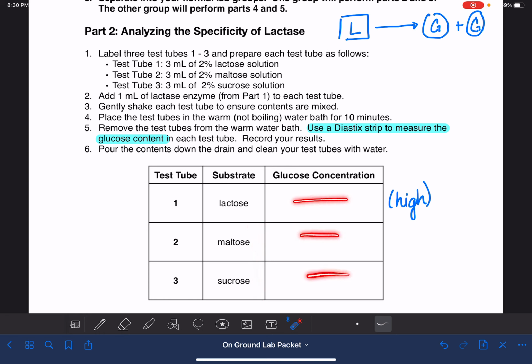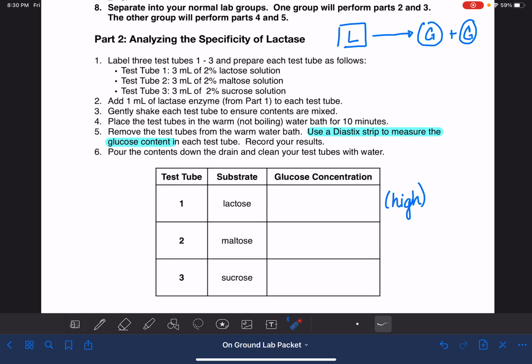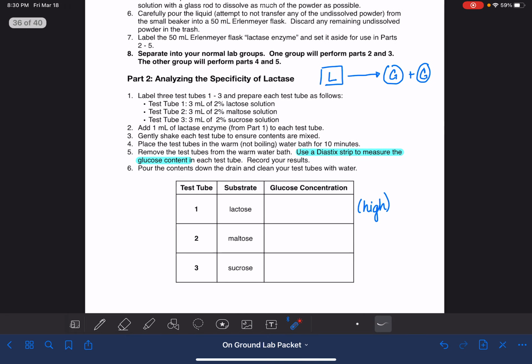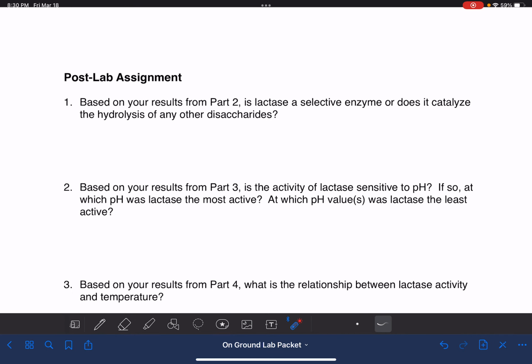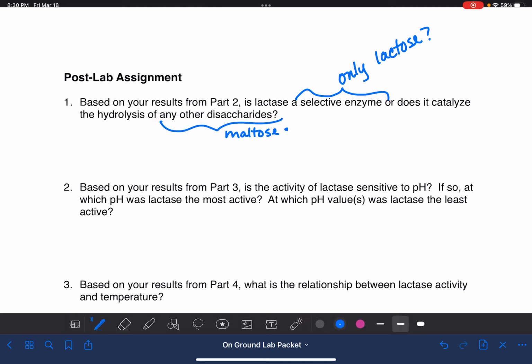So in these boxes, you'll just be reporting the numbers that you get from the test strips. And if you want, you can jump straight ahead to the post lab. Question number 1 is asking, is lactase a selective enzyme? By selective enzyme, we mean, does it only work on lactose, or does it catalyze the hydrolysis of the other disaccharides that we use?